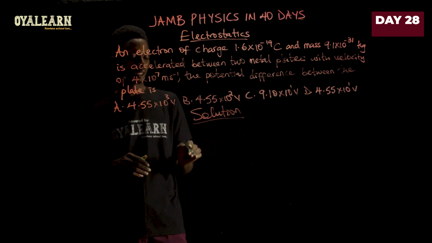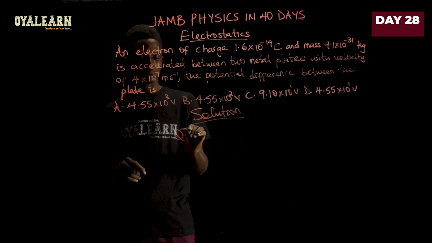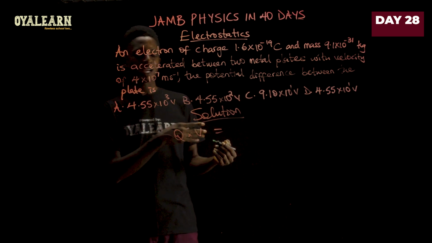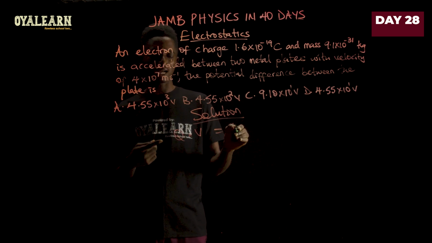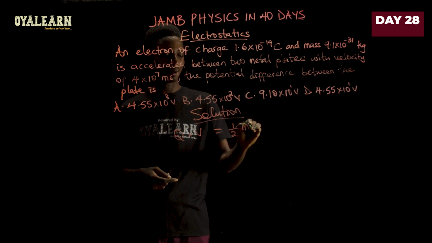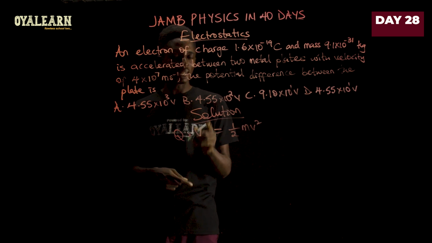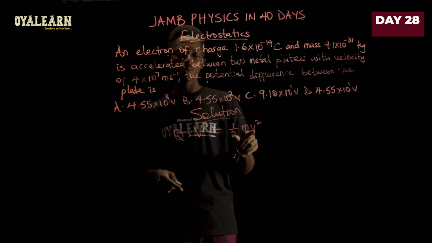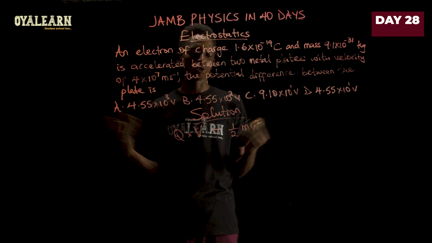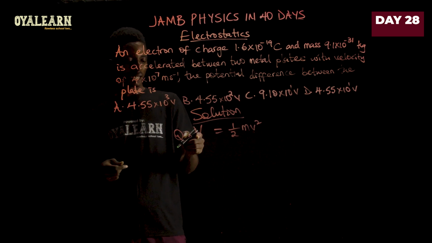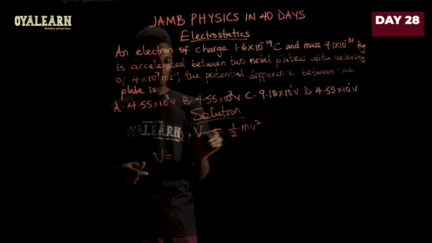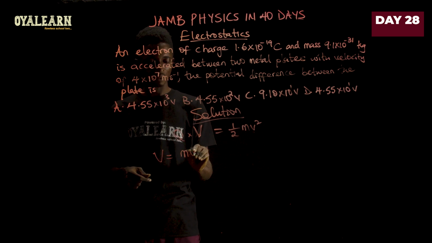Now the work done is actually the charge multiplied by the potential difference. And then this can be converted into kinetic energy. So we equate it with the equation for kinetic energy, which is half mv squared. Please take note, this capital V is potential difference, while this small v is for velocity. So let's work with this. Now we can make the potential difference the subject of the formula. Therefore, we would have mass times velocity squared all over 2q.